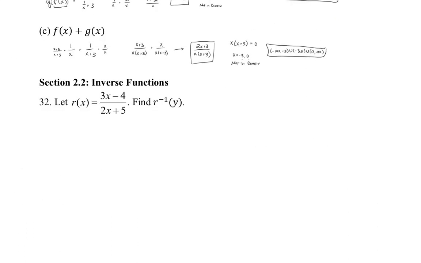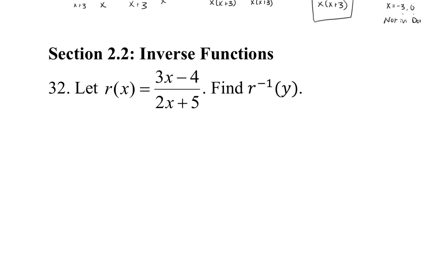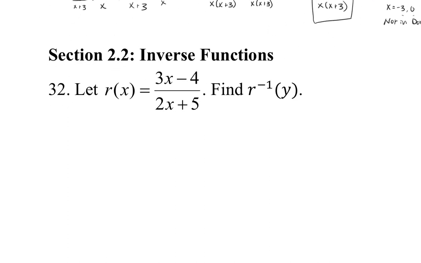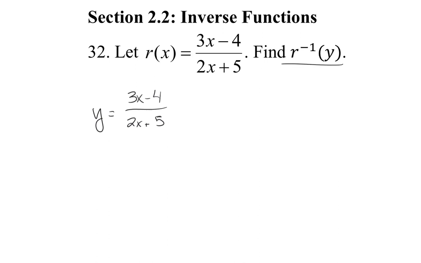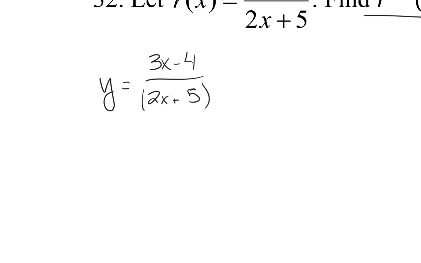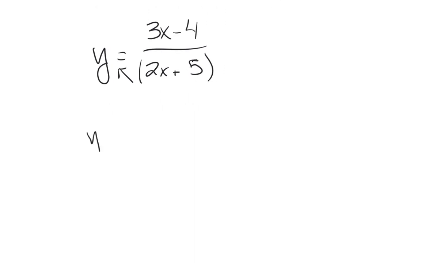Perfect. Okay, so moving on to question 32, we have let r of x equal 3x minus 4 over 2x plus 5. You want to find r inverse of y. So my first step, I'm just going to rewrite this as y equals 3x minus 4 over 2x plus 5. My first step is going to be to multiply this out from under the denominator. So we have y times 2x plus 5 equals 3x minus 4.